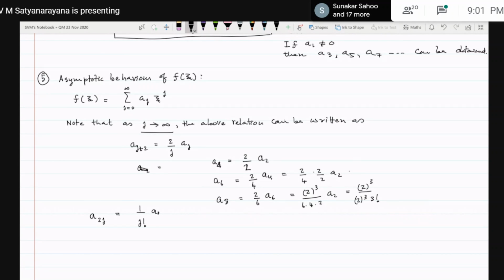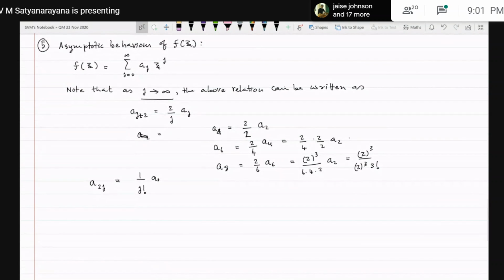So you can see that, if you are trying to write, you remember that the f of xi can be written as A0. Excuse me, sir. Yeah. Won't it be 1 by j minus 1 factorial? What would be? No, that.